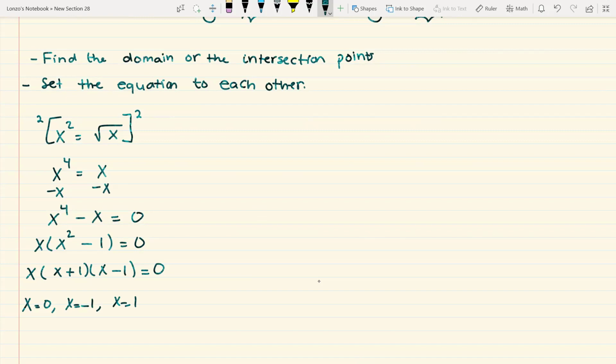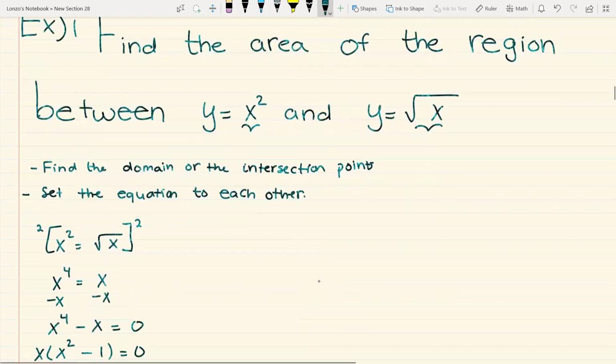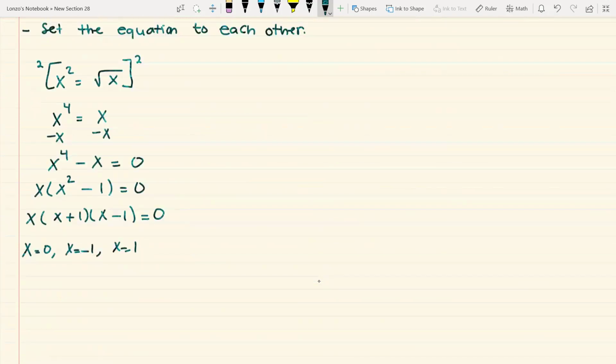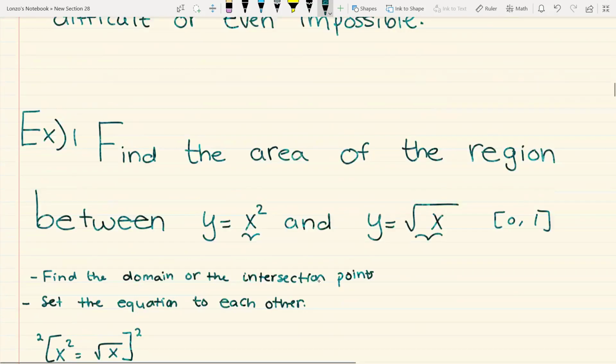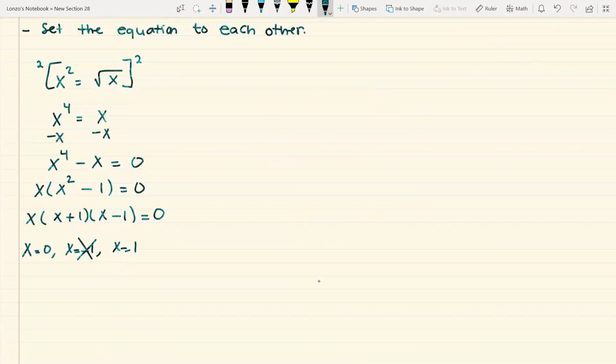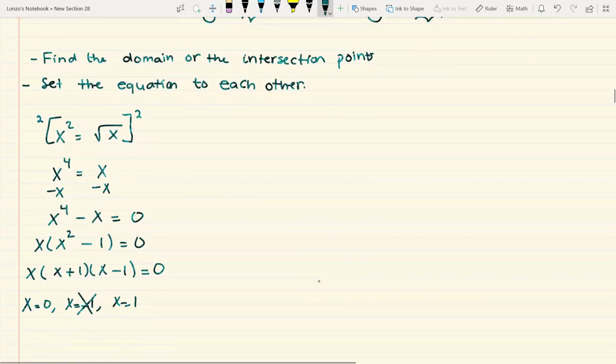I think on this one, we have to stick with 0 to 1. That was part of the problem. I think they actually told you from 0 to 1. Okay, so we can exclude -1. It specifically said from 0 to 1, so we could exclude -1. Okay, so now we found our domain and our boundaries. Now let's go ahead and graph it.